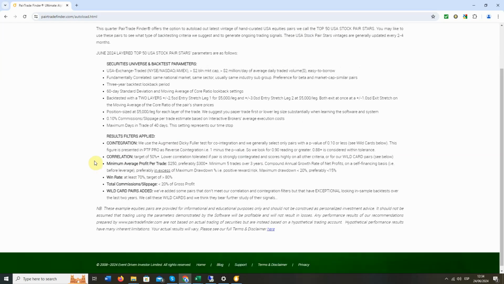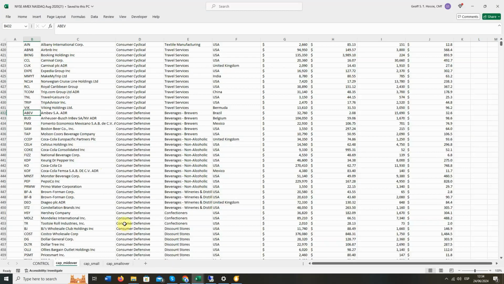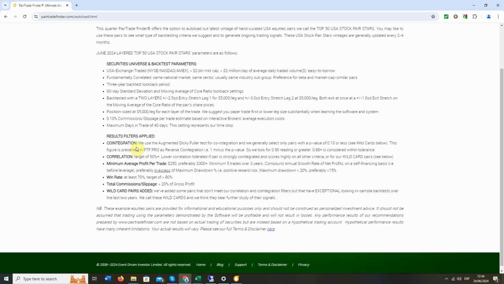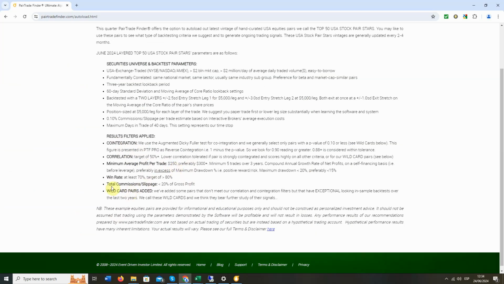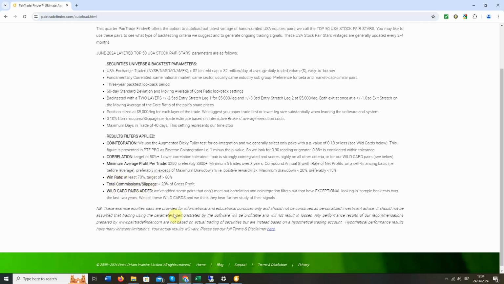When we do the back tests, which you may have seen in our earlier video, you have to copy all these tickers from each one of these industry subsectors, backtest them all, choose which pairs are the best, look for fundamental correlation, and then one by one build up your pair list. Well, we've done all that heavy lifting for you, as I said. So we'll take pairs that are co-integrated, correlation targeting at least 50%. We want to make sure that every trade delivers on average about $250 because we're doing layered trades now. We want to make sure there's a win rate of at least 70%. And we've got some wildcard pairs in there.